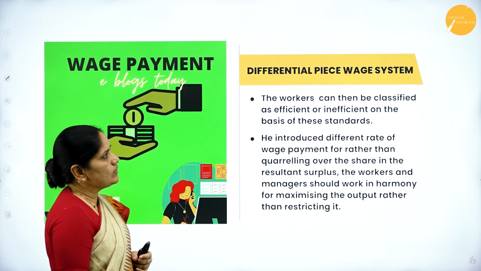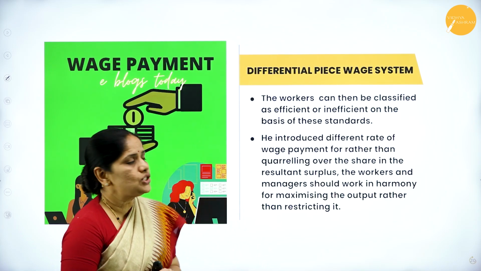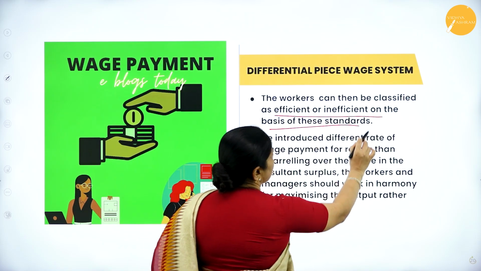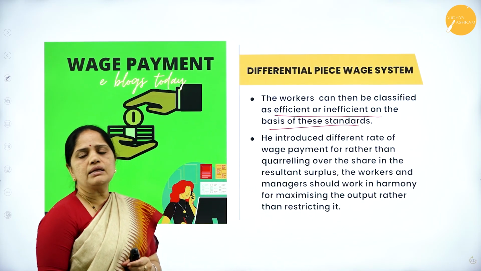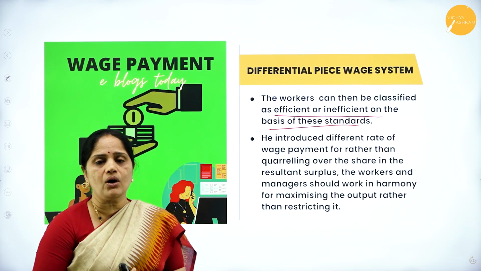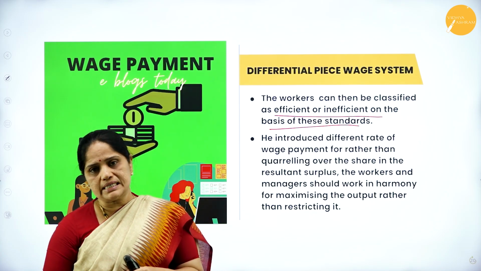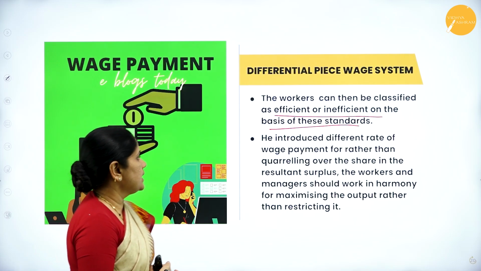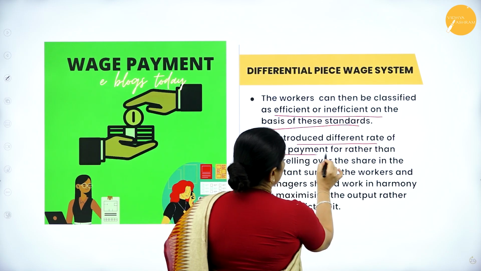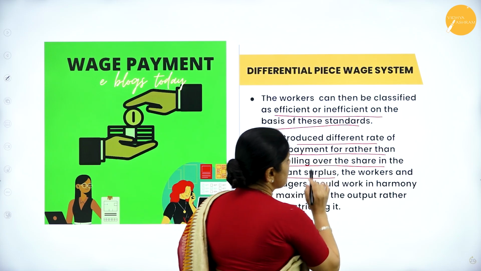Then the next one is the differential piece wage system. Now, in this differential piece wage system, workers can be classified as efficient or inefficient on the basis of the standards. So whatever the standards which have been set by the organization, on the basis of that, we can decide whether the workers are efficient or inefficient. So he introduced a different rate of wage payment, rather than quarreling over the share in the resultant surplus.